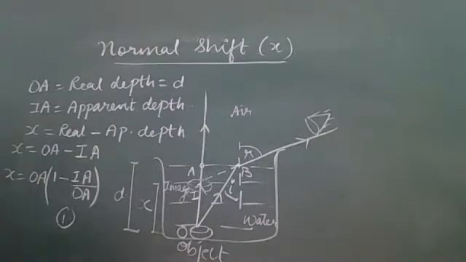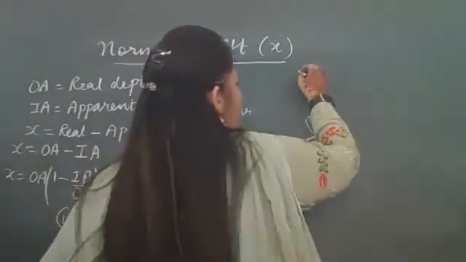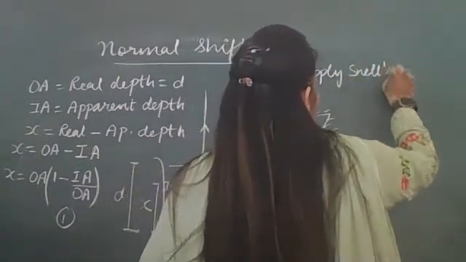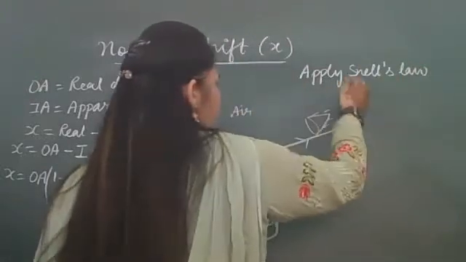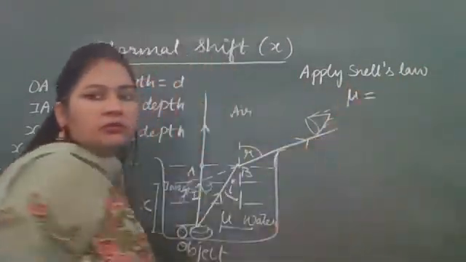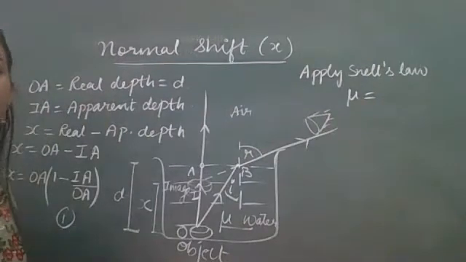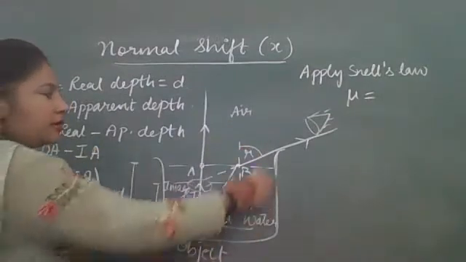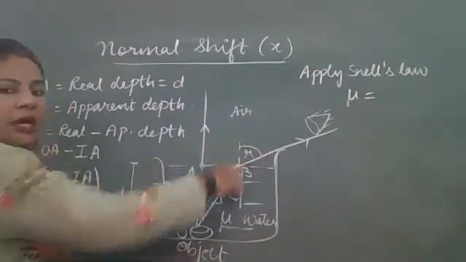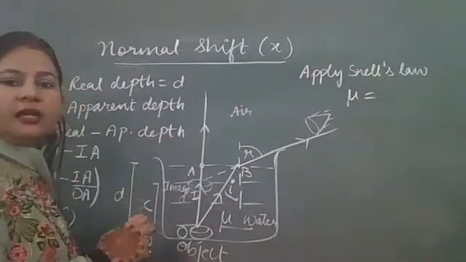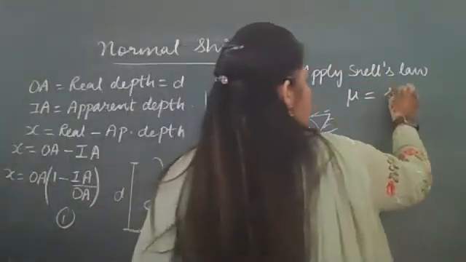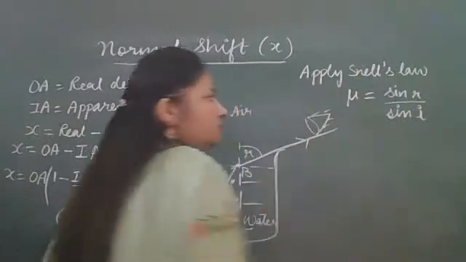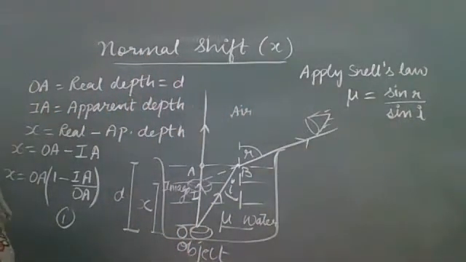Now, suppose mu is the refractive index of water, so apply Snell's law at the water-air interface. How can we write mu here? Mu will be sin R over sin I. You take the opposite angle first, the angle in the other medium, which was R. So it will be sin R over sin I in this case. So mu is sin R upon sin I.